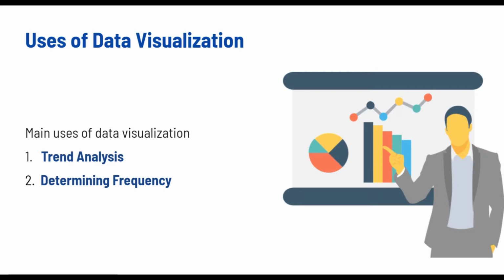Number 2, determining the frequency. Frequency is also a fairly basic use of data visualization because it also applies to data that involves time. If time is involved, it is logical that you should determine how often the relevant events happen over time.